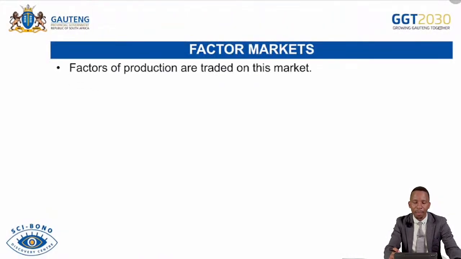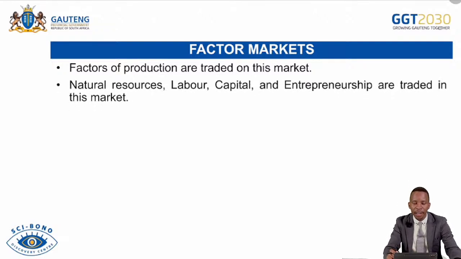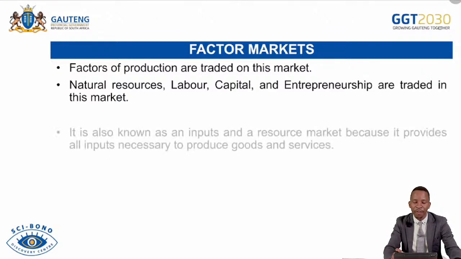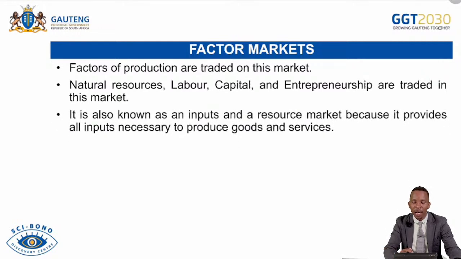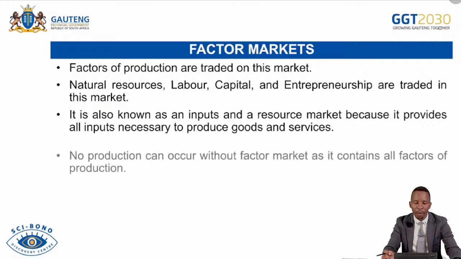So we'll simply give some hints on the factor markets. We know that this is where factors of production are traded. These factors of production include natural resources, capital, labor, and entrepreneurship. All of them are traded in the factor market. This kind of market is also known as a resource market or inputs market because the main resources or inputs are found in this kind of market.